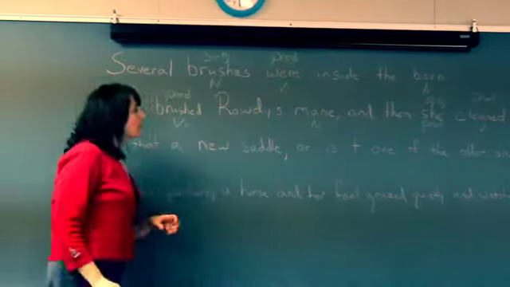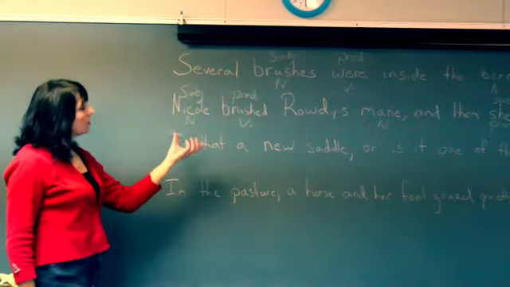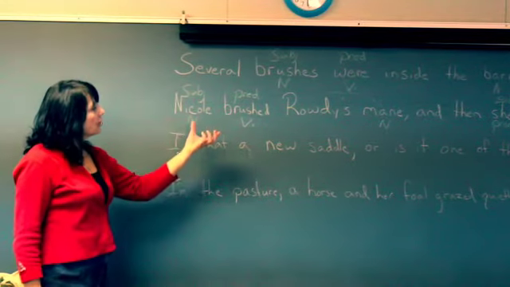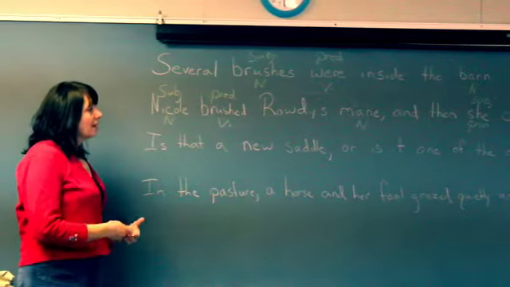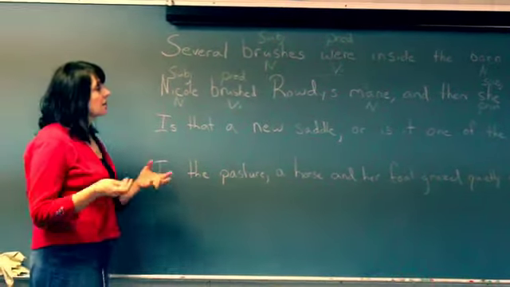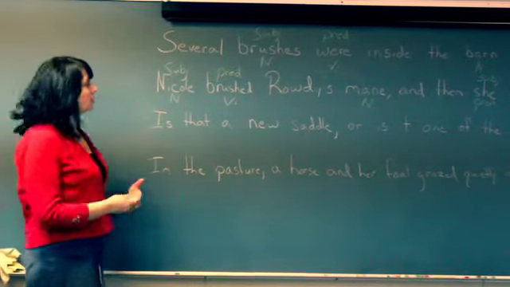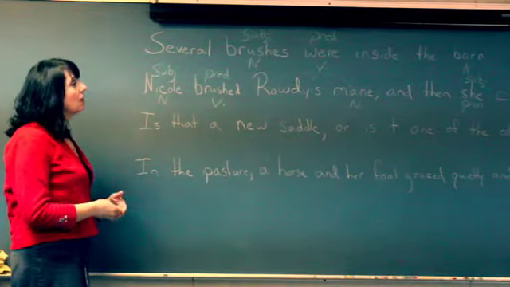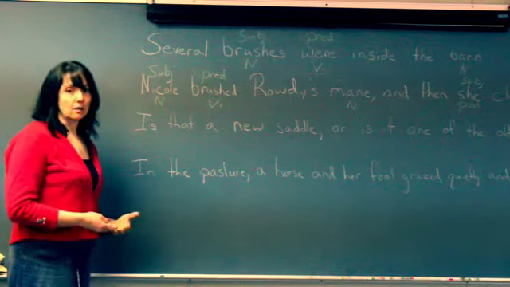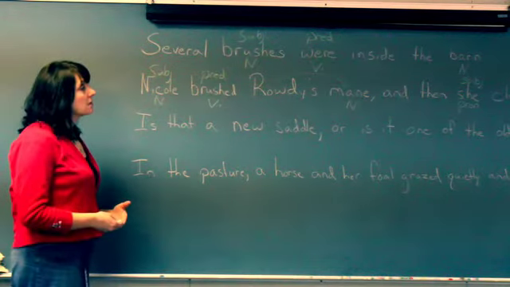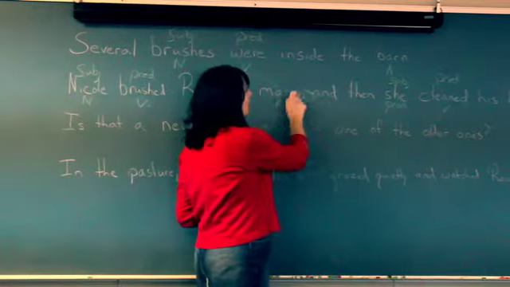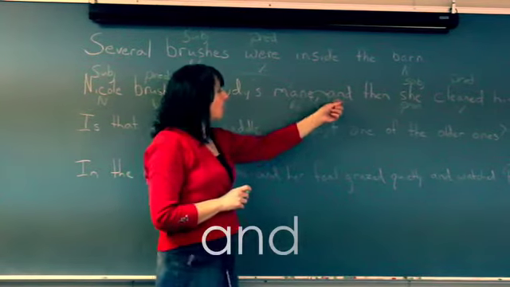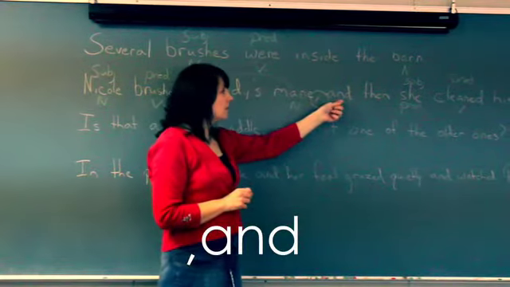So now we can see very clearly that this has two subject-predicate sets. Nicole brushed and she cleaned. So we have two subject-predicate sets. That means we have at least two clauses. Can they each stand alone? Yes. Nicole brushed Rowdy's mane can stand alone. Then she cleaned his hooves. That can stand alone. So we have two independent clauses. Notice that we have punctuated that exactly how I taught you in the last video. We have a comma here right before the coordinating conjunction and.